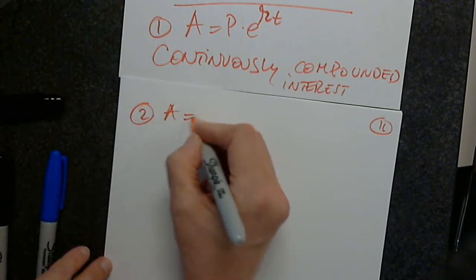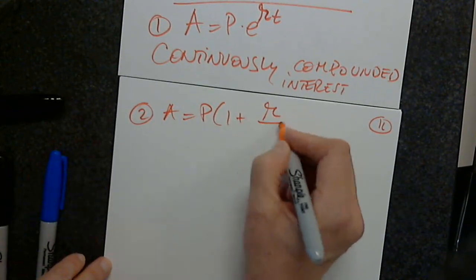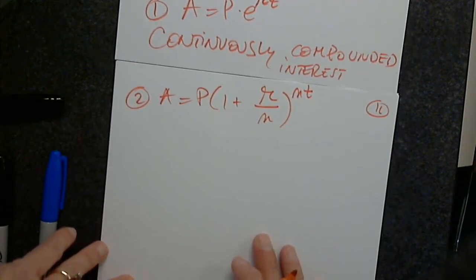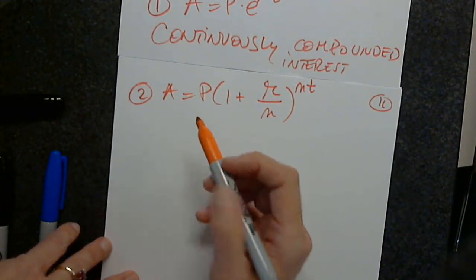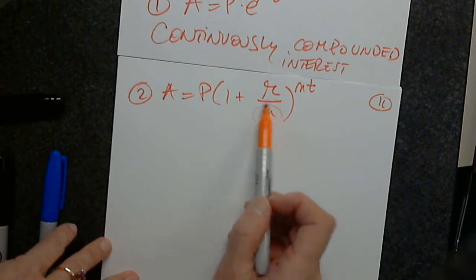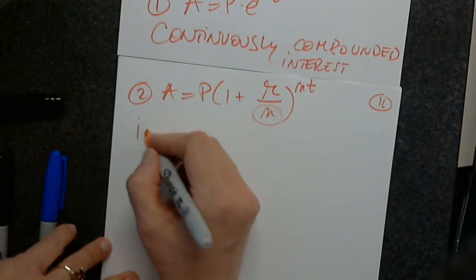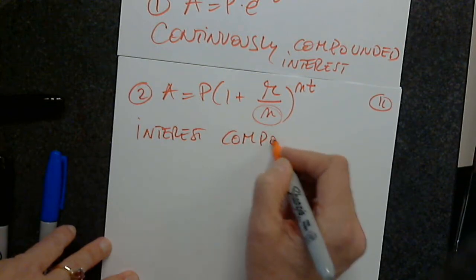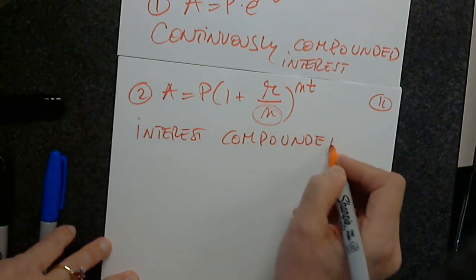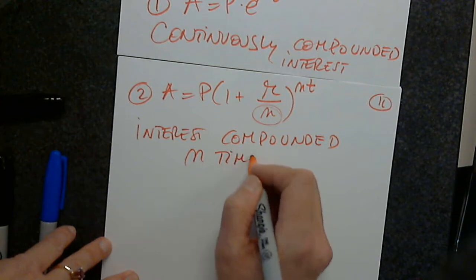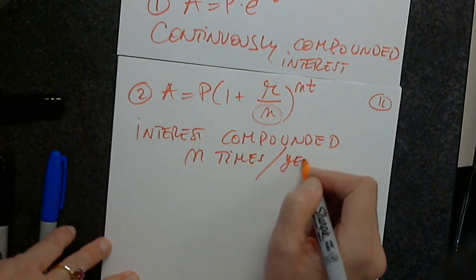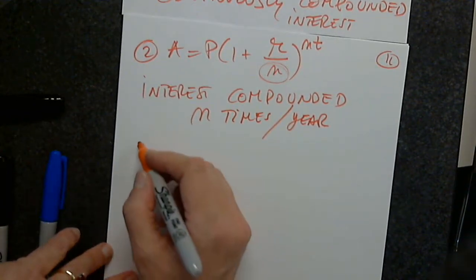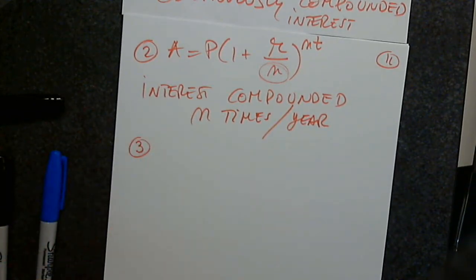The second one we already know is A equals P times (1 plus r over n), everything raised to nt. It will be given to you, but this is interest compounded n times per year. Now the next three we have not seen before.